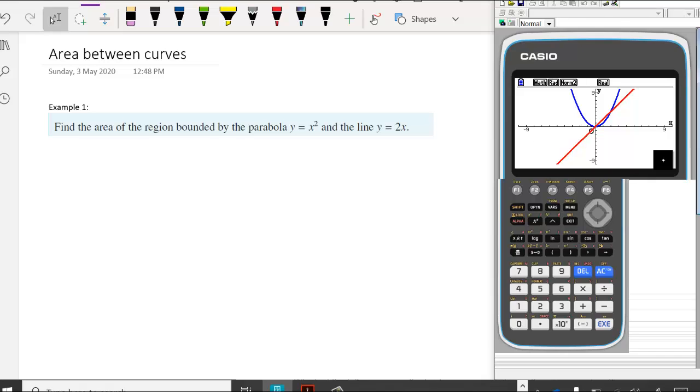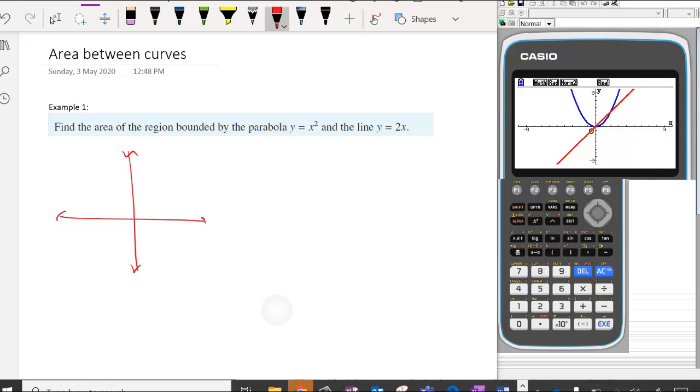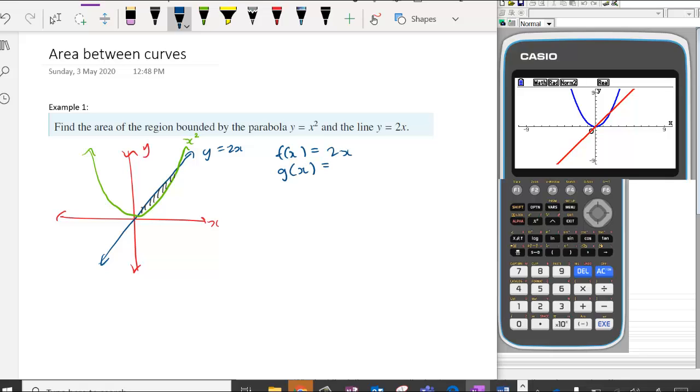And if we draw that, it's pretty easy to see that these two functions only have one area that's bound between them. So x, y, we've got our y equals 2x, and we've got y equals x squared, and we've got our area that's bound. So we can say f of x is equal to 2x, g of x is equal to x squared, and our difference function will be f of x take g of x, which will be 2x take x squared.